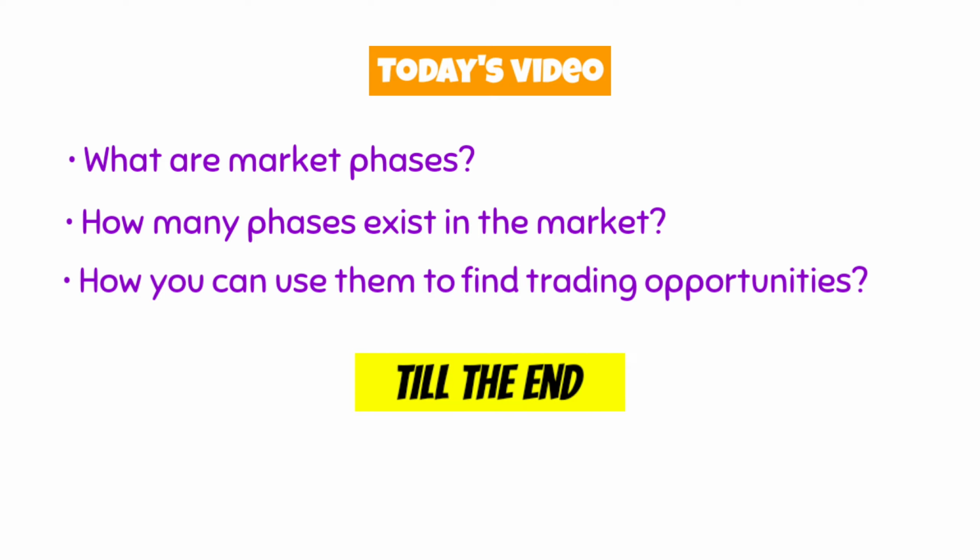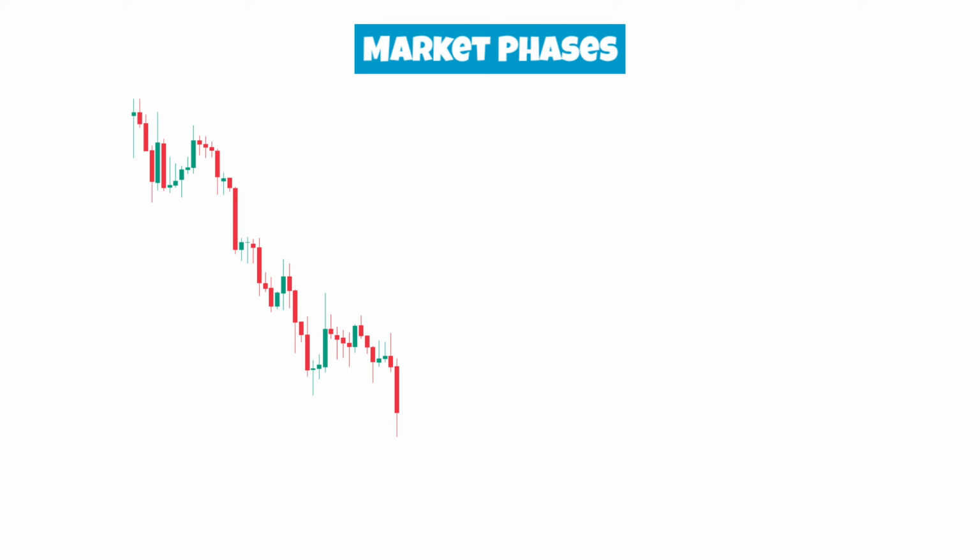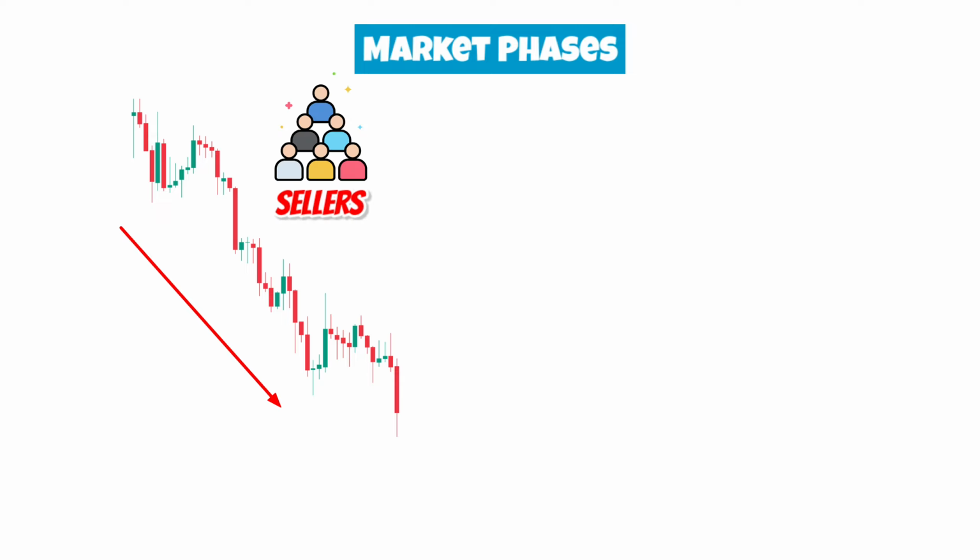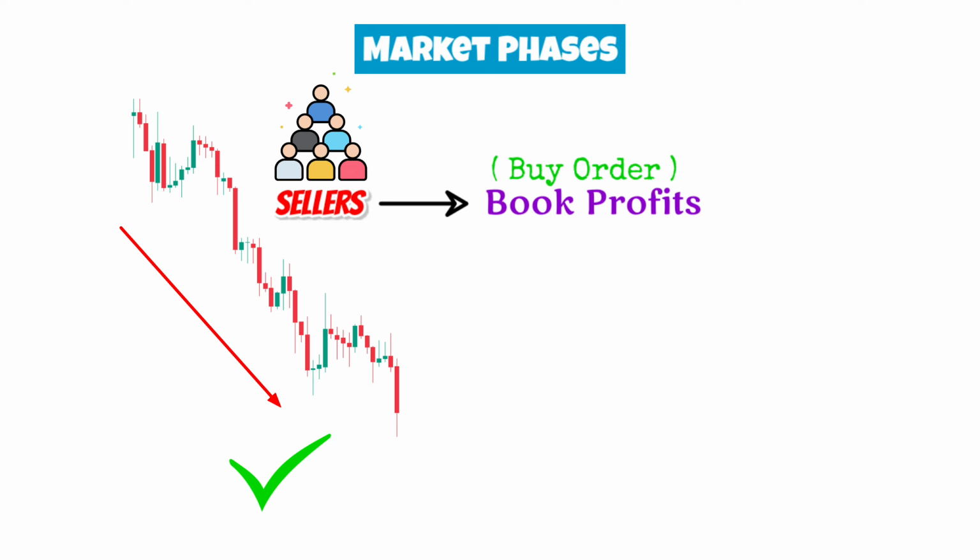Now let's first understand what a market phase actually is. Imagine the market is in a strong downtrend. Price is continuously moving lower and sellers are making good profits. But after some time, those sellers start feeling that it is the right moment to book profits. Remember, whenever sellers book profits, they need to close their sell positions. And closing a sell position means placing buy orders.